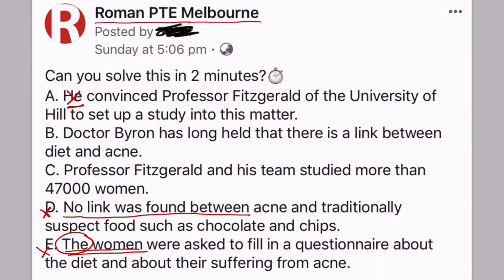Now, we have only 2 sentences left. One is B, another one is C. So if you look at B, it says Dr. Byron has long held that there is a link between diet and acne. And C says Professor Fitzgerald and his team studied more than 47,000 women.